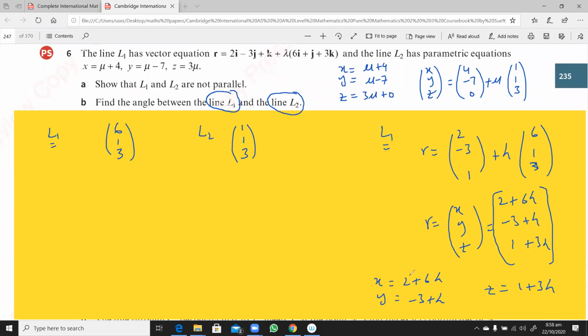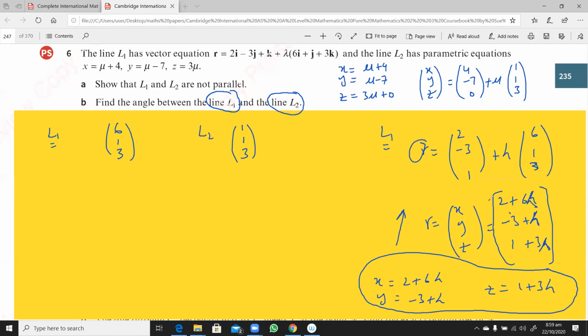Now suppose you were given all these three parametric equations and you have to write the Cartesian equation. You will have to go backwards. First of all, you write x, y, z in the matrix form, which is changed with the r over here. Then you can split this into two matrices: 2, minus 3, 1 is the position vector. All three have a lambda with them, so you take the lambda common: lambda into 6, 1, and 3.